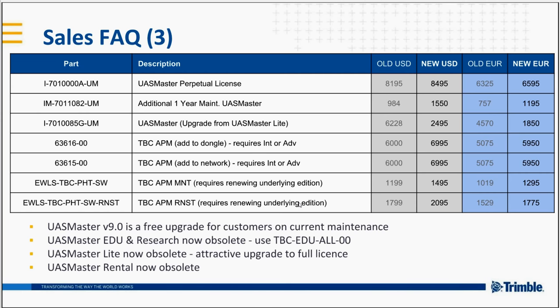Again, as a summary, that's very important to know. US Master version 9.0 is a free upgrade for customers on current maintenance. That's very important. US Master educational and research products are now obsolete. They can use the TBC edu all package. That's the TBC educational package. US Master Lite is obsolete. We have an iterative upgrade path to a full license for customers without maintenance in this context. And in general, the rental options are also not available anymore with this new release.